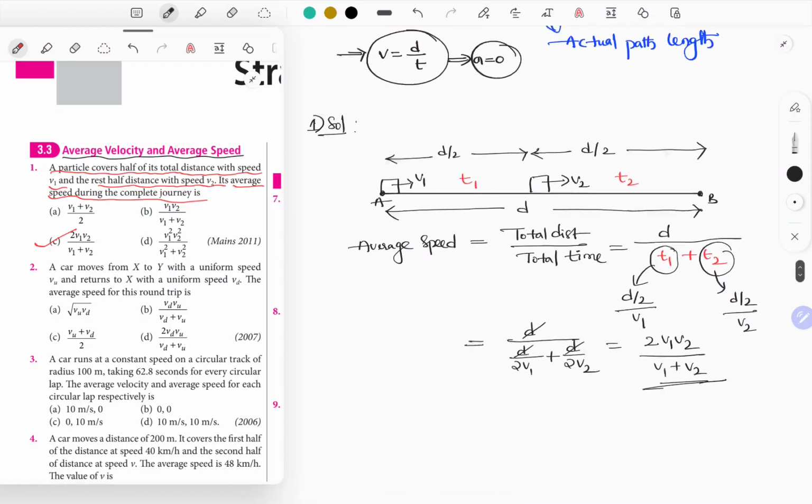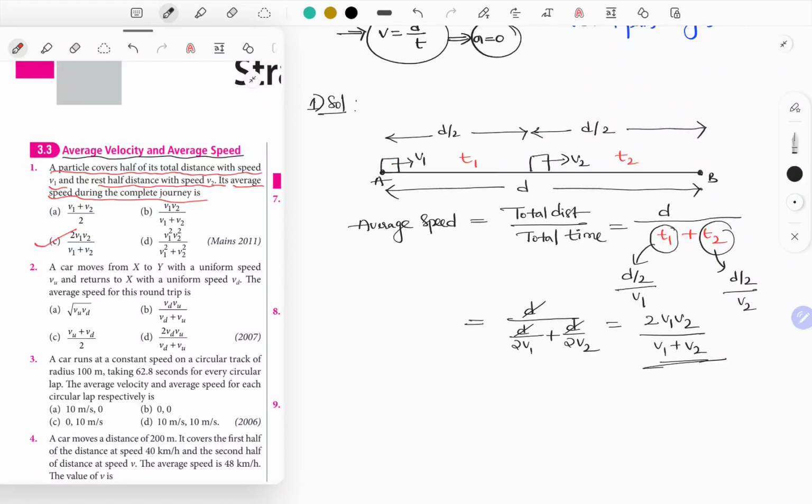Guys, did you understand? Hope you understood. So whenever you come across average speed or average velocity in a numerical, the only thing you have to observe is the total distance or total displacement covered by that object, then it is going to be very easy to solve the numerical. Hope you understand. Okay, let's move on to the next question.